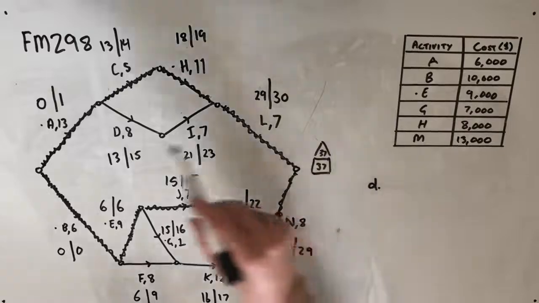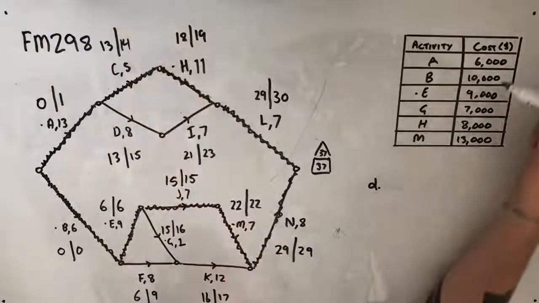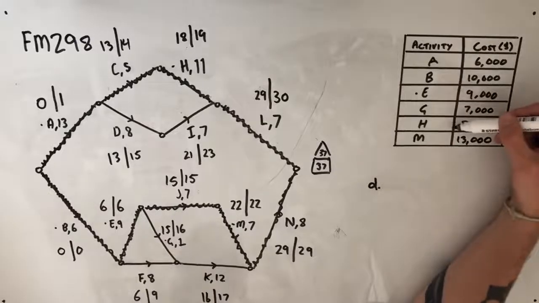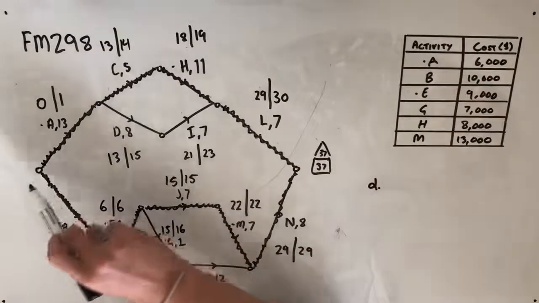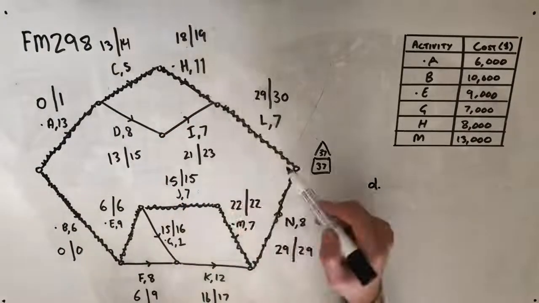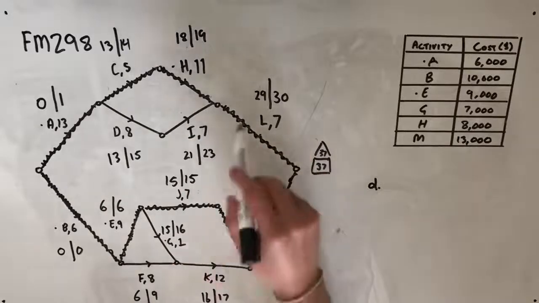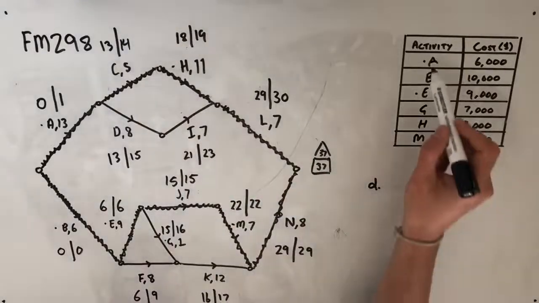So if I were to reduce activity A on this top line, well, I've got the choice between activity A and activity H. I will start with activity A because, first of all, it affects everything else that comes after it, so it won't change our float times, and it's also cheaper. So let's say I reduce activity A.